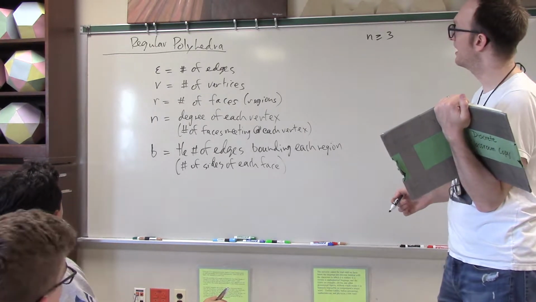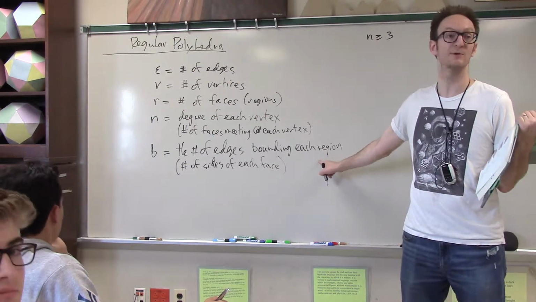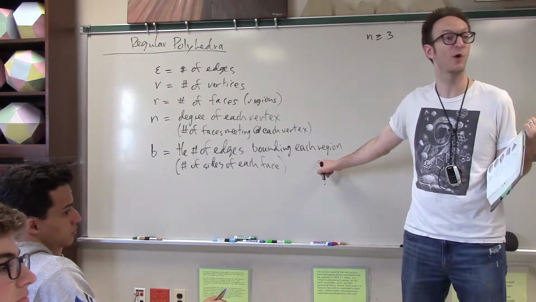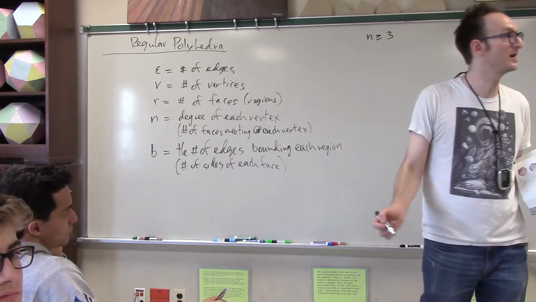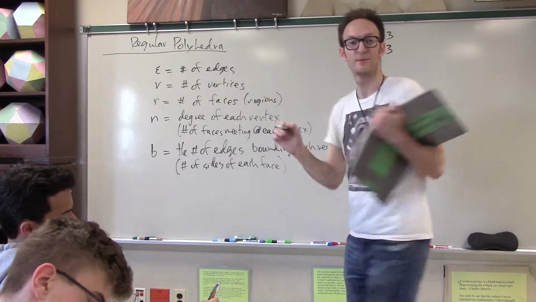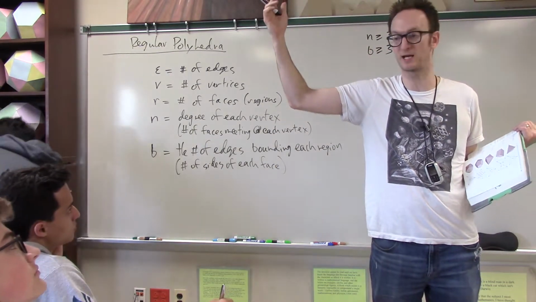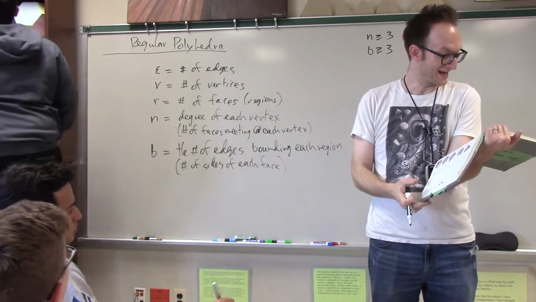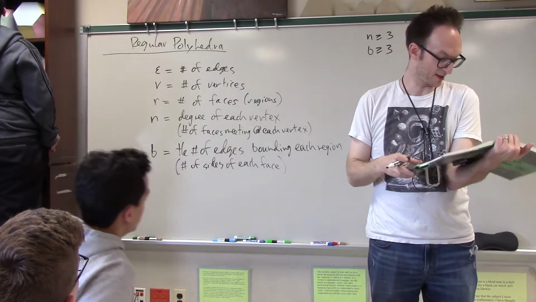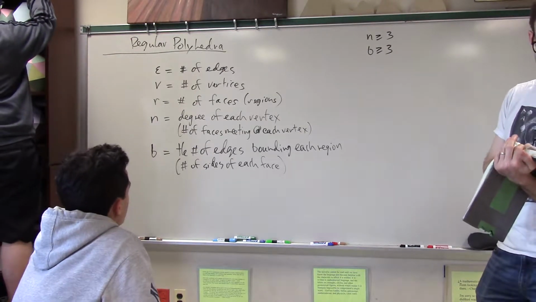Then, the next fact is that b is the number of edges bounding each region. You can only have triangles at minimum, right? So b is also greater than or equal to 3, because the smallest kind of polygon is a triangle and up. Okay, and then next, what's another point to make? I will get those as well.